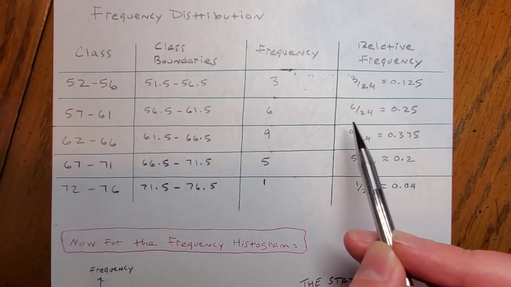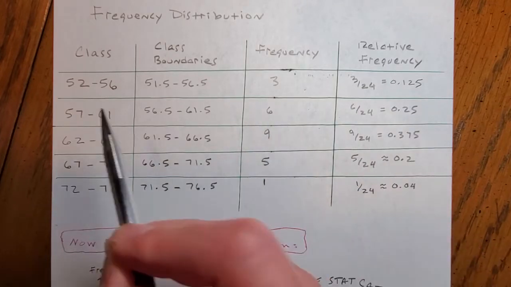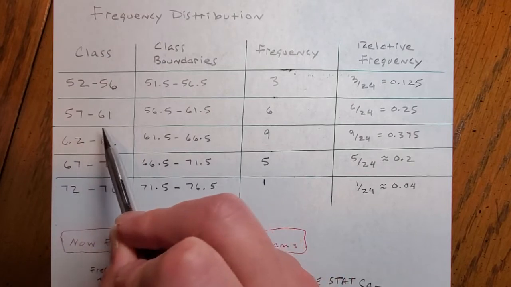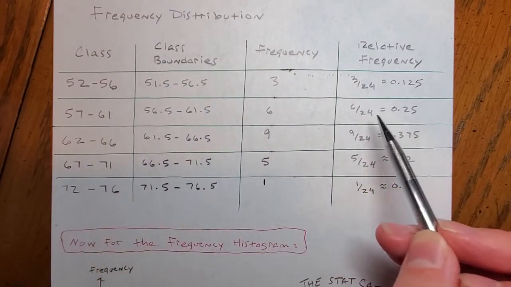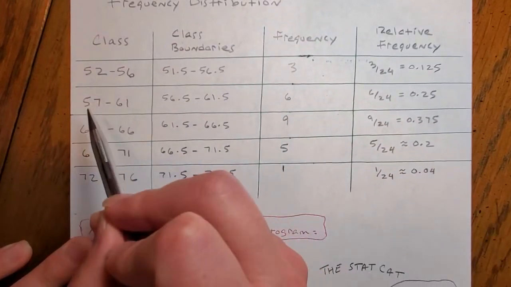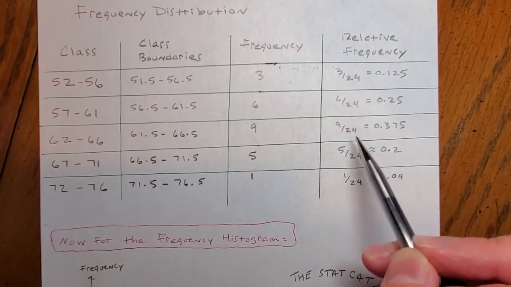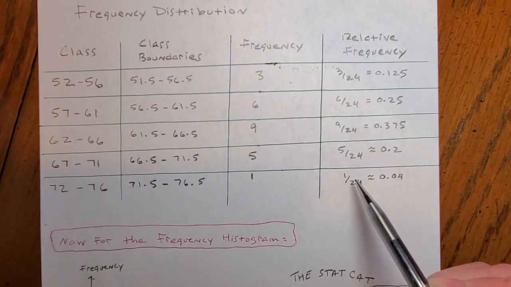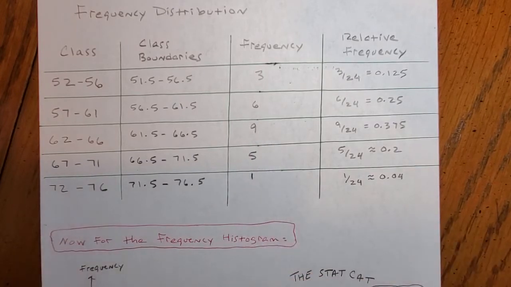And to get this number, do you remember what we did? Well, there are 6 iguanas total between 57 and 61, but like 6 out of what? Like how many iguanas were there all together? There were 24. 6 out of 24 had a length between 57 and 61 centimeters. So that would be 0.25. And we do something similar for the rest of them. 9 out of 24, 5 out of 24, 1 out of 24.